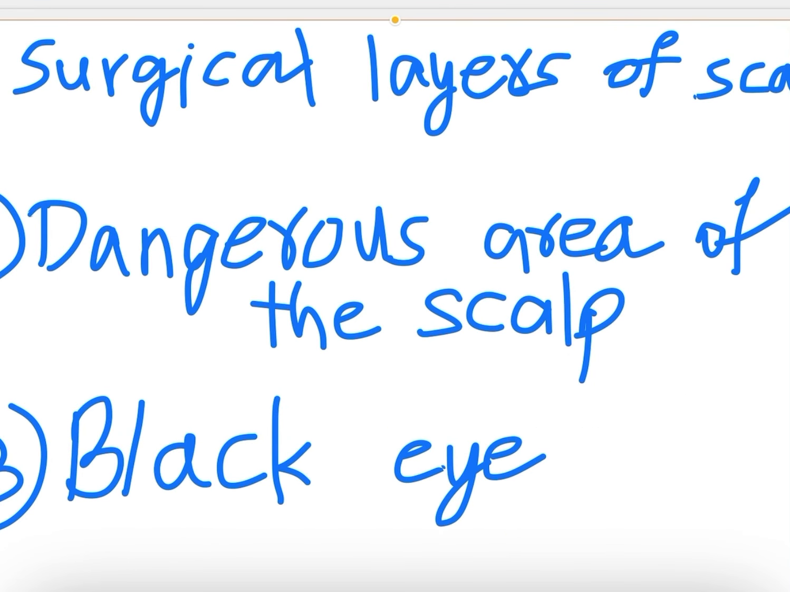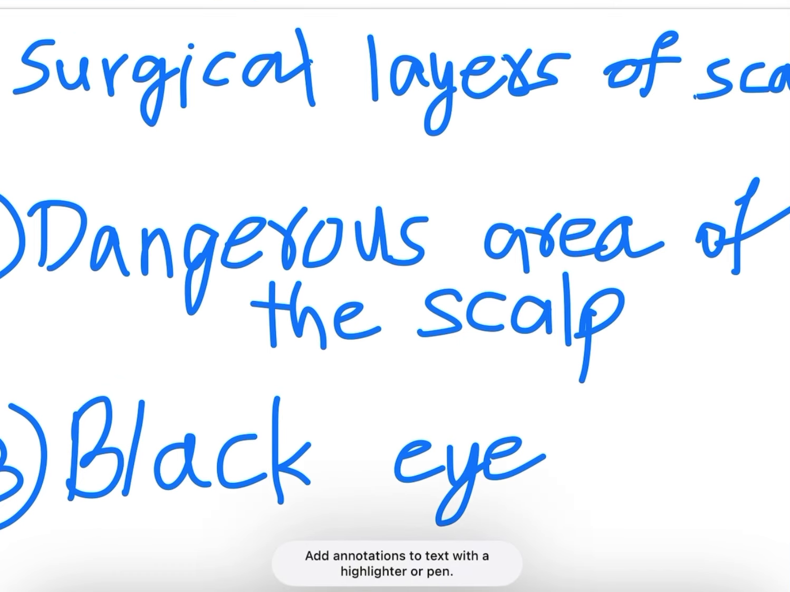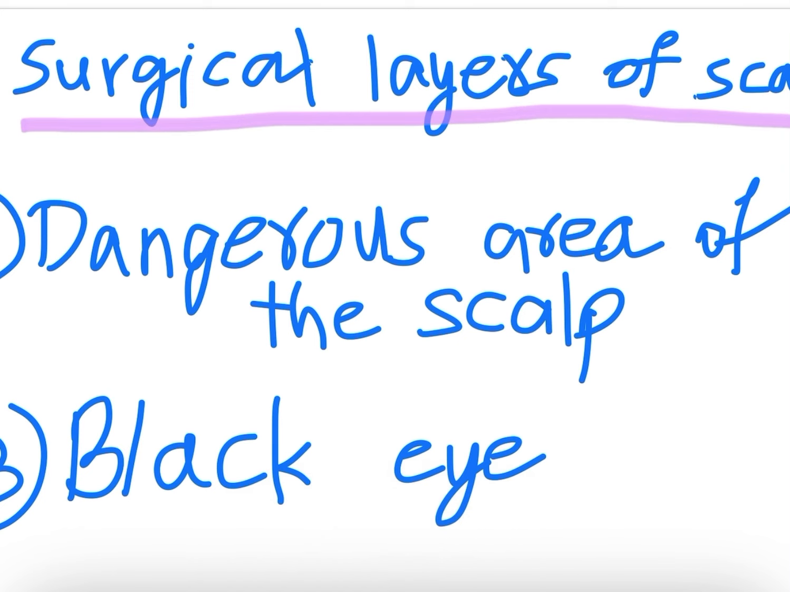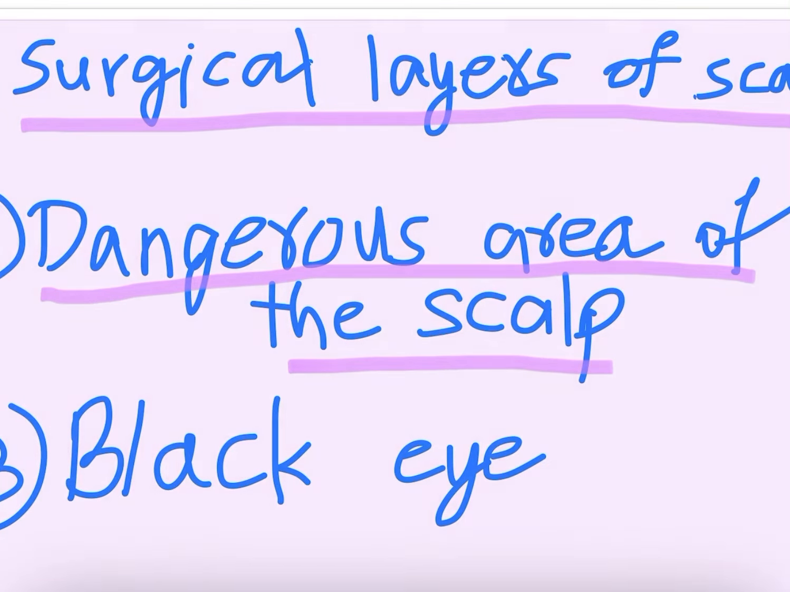There are majorly three clinical correlations of the scalp. First one is surgical layers of the scalp. Second one is dangerous area of the scalp. Third one is black eye.